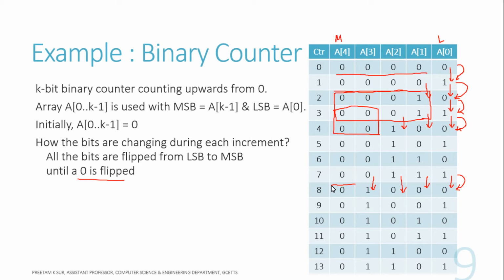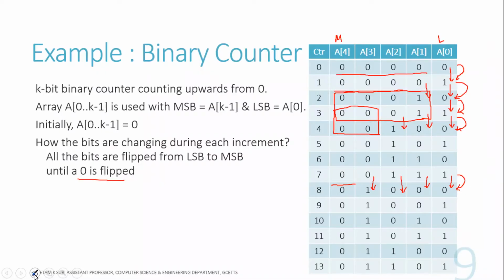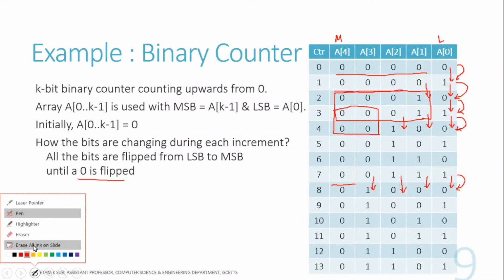So the bits are flipped from LSB to MSB, or over here from A0 to A4, until a 0 is flipped. Okay, so now we have the idea of how the increment operation works, and at this point we can write an algorithm which implements the increment operation.